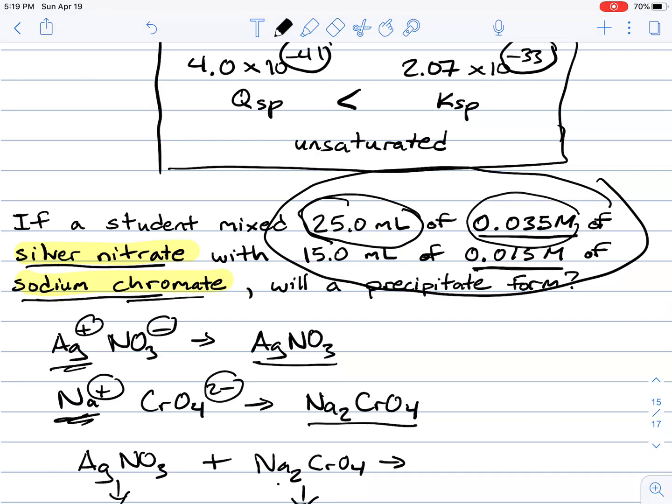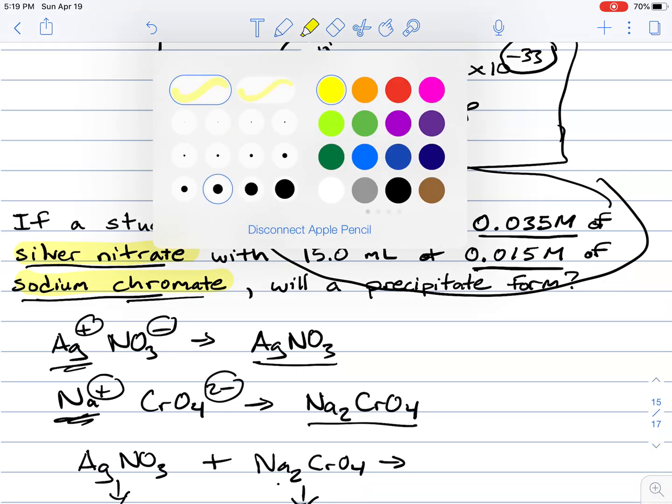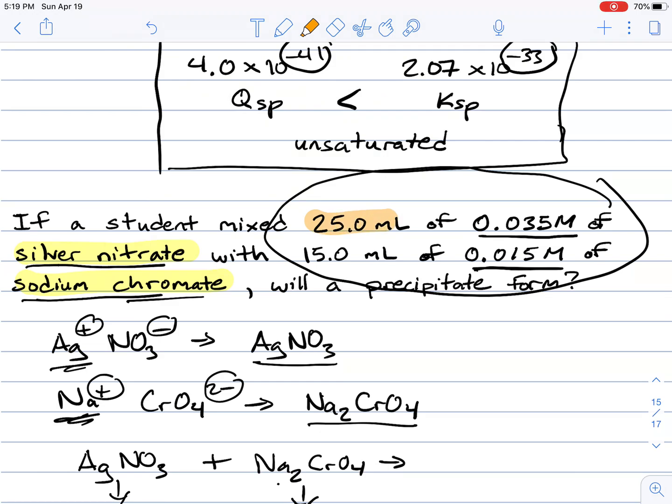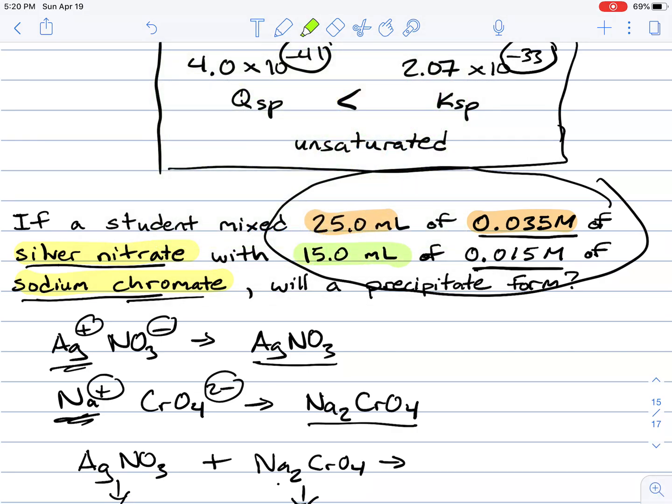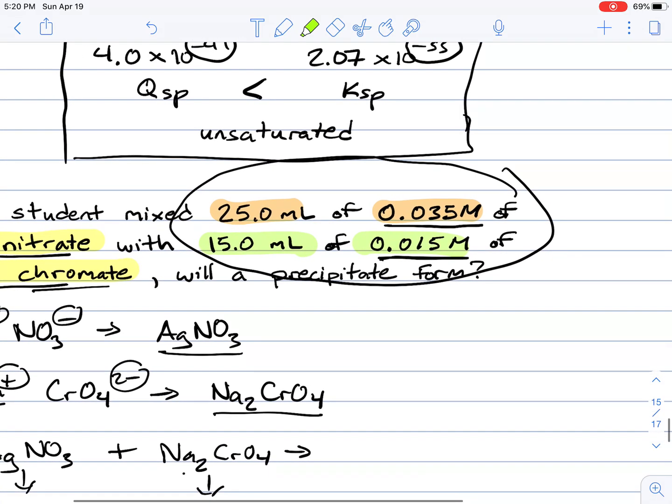Let me just do it through highlights. So you guys are taking 25 mL of this concentration of silver nitrate, and then you are taking 15 mL of this concentration of sodium chromate, and you're putting them in one container. Remember that molarity is volume dependent. It depends on the volume. And so your molarity will always change if you increase or decrease the volume of your solution.